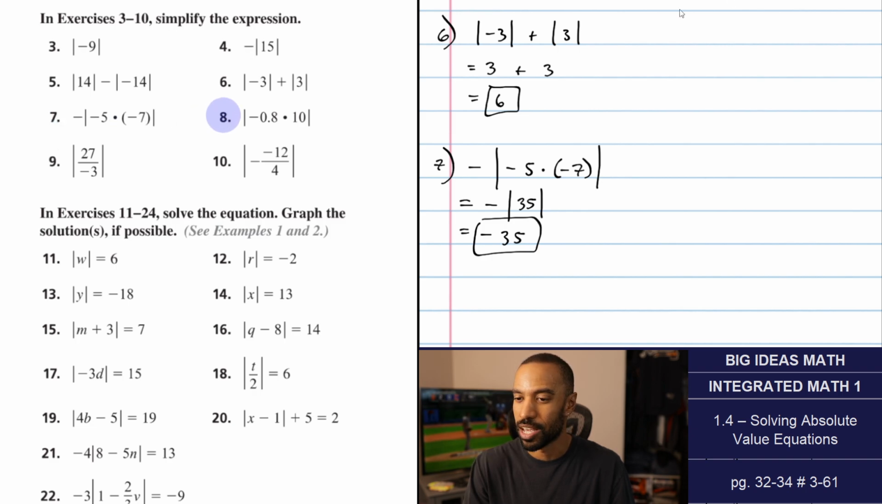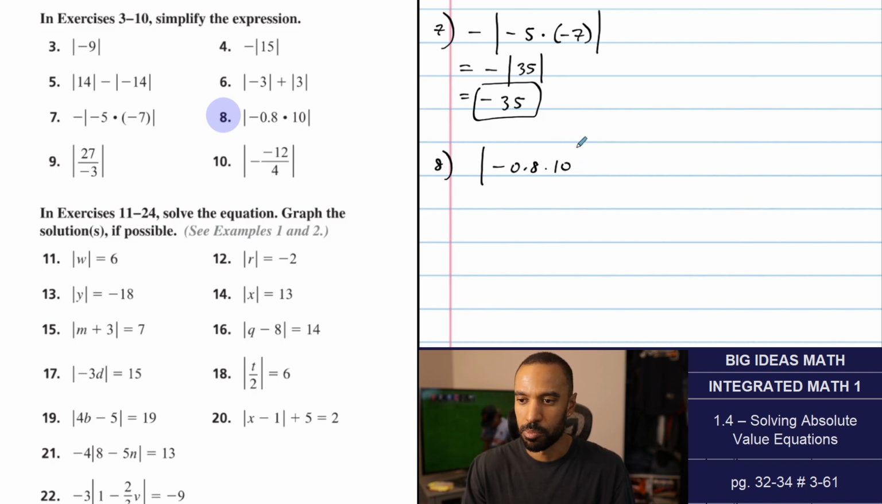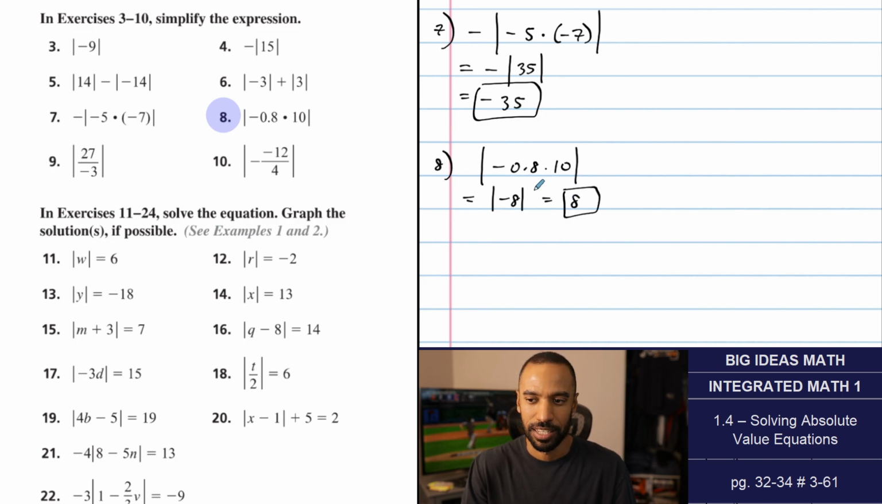You dig? Does it make sense? Number 8. Absolute value of negative 0.8 times 10. No one said I had to use decimals in this. Well, just shift the decimal over. Negative 0.8 times 10 is negative 8. But the absolute value of negative 8 is the ocho itself. 8, 8, loving it.